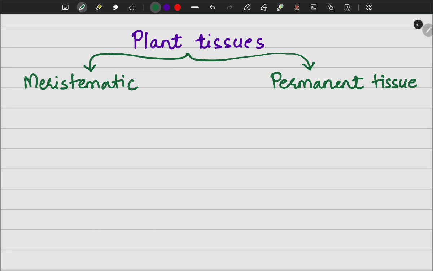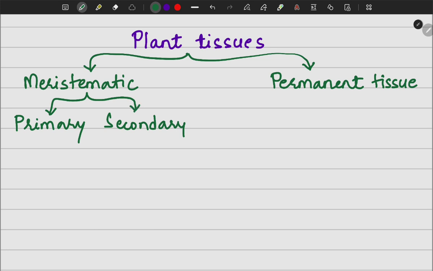Now, in the meristematic tissue, we studied about primary meristem and secondary meristem, the two types of meristems, along with their examples. Now in this lecture we will study about the permanent tissue. So in the permanent tissue we will cover two types of permanent tissue: simple permanent and complex permanent.